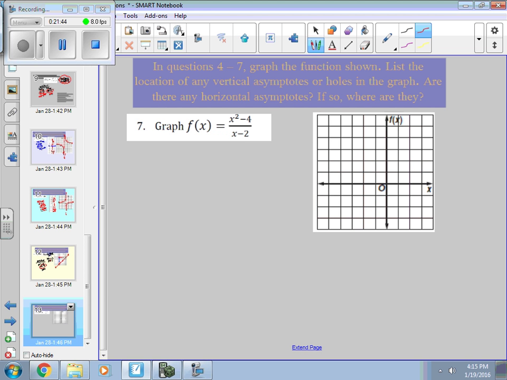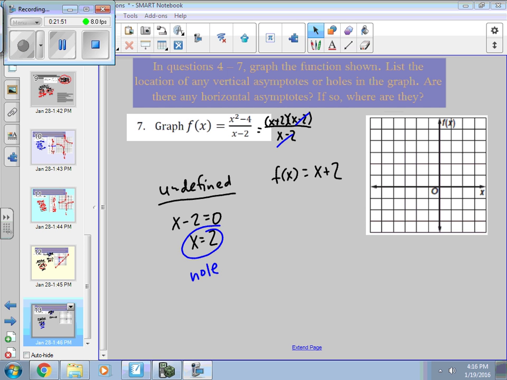All right, why don't you pause the video, try number 7, see if you can graph this one out with the hole. Okay, if you factored this one on the top, you get x plus 2, x minus 2. Setting the bottom equal to 0, you can see there is an undefined term at x equals 2, and because that x minus 2 does cancel with the top, it's not an asymptote, it's a hole. So there should be a hole in our graph at x equals 2. What's left in this graph then is x plus 2.